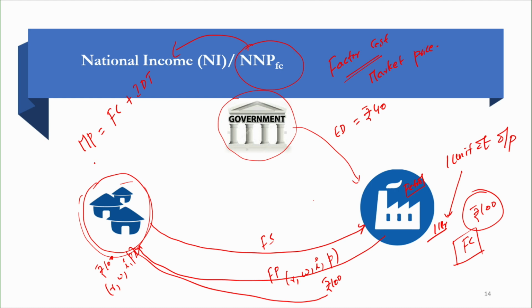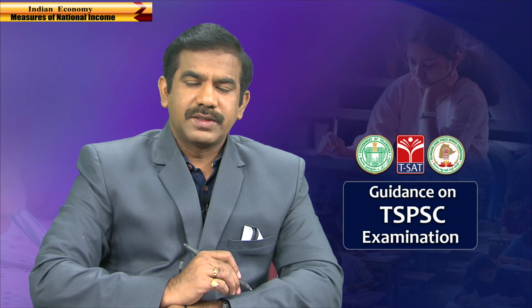So, what's the difference between factor cost and market price? Factor cost is the money spent or the cost incurred on factors of production in producing 1 unit of output. And what is market price? The price at which 1 unit of product is being traded in the market is market price. And how would you compute it? It is factor cost plus indirect taxes.